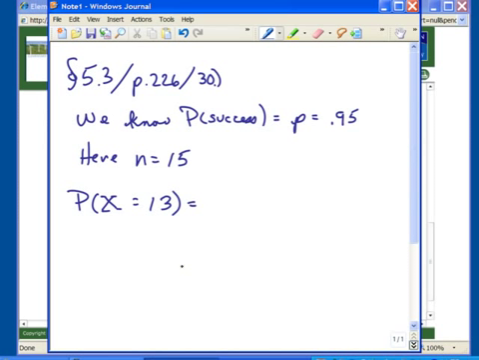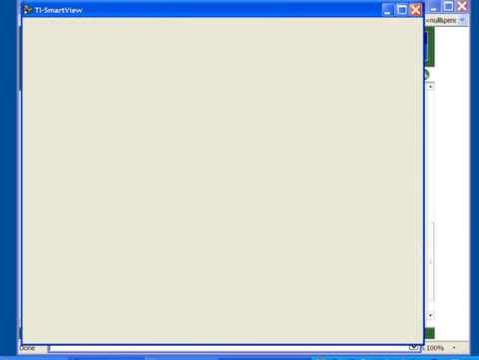So if we use the binomial probability formula for that, think of what that is. That would be the combination 15 choose 13 times p to the x, right? So that would be 0.95 to the 13th power times q to the n minus x. Well, if p is 0.95, that would make q, in other words, the probability of failure, 0.05. And n minus x, that would be 15 minus 13, or just 2. So the first way we want to compute the probability is to just use this probability distribution function and evaluate the terms we have here.